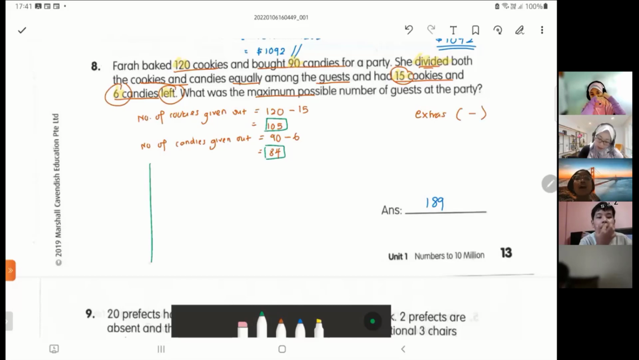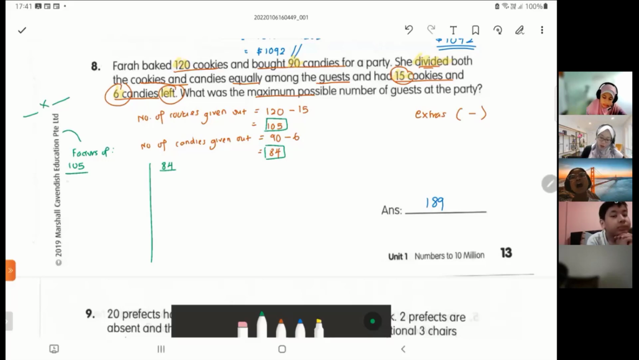So I'm going to cut it out like that. So this is factors of 105 and factors of 84. Factors means what times what gives me 105 and what times what gives me 84. All right, so let's list down what times what. 1 times 105. 2 cannot because it's a 5. Usually even numbers I can't do, so it's odd numbers. So 3 times 35, and then I have 5 times 21. Then I have 7 times 15.